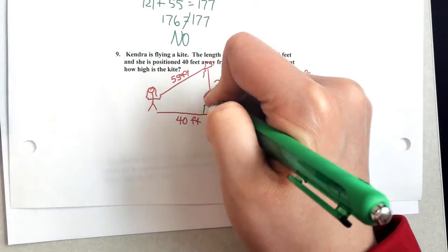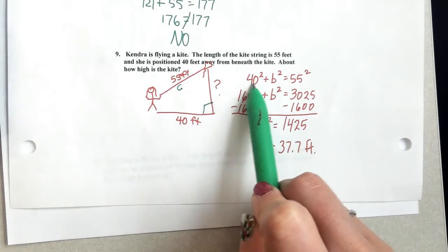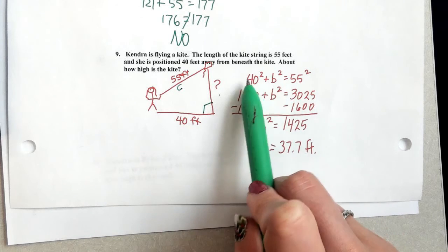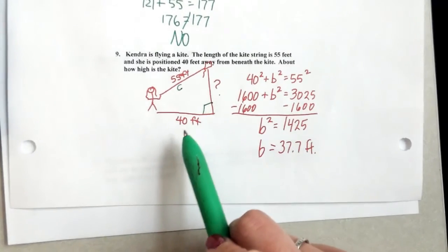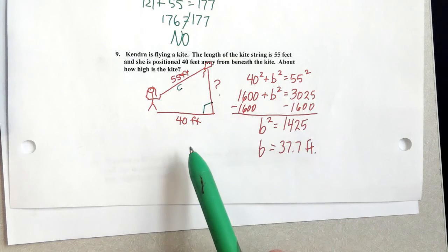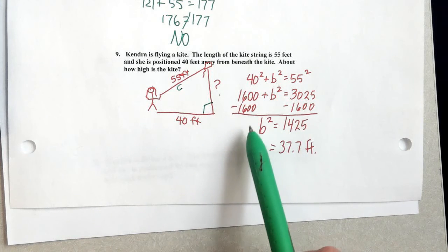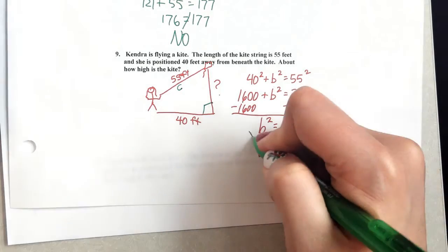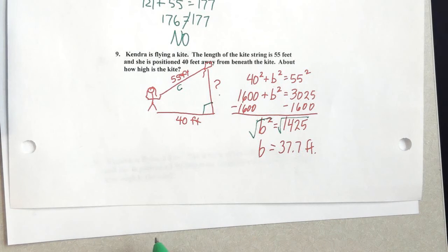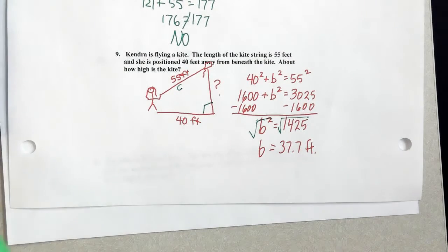So this would be my right angle, which means this is my hypotenuse. Okay, so 40 squared plus something we don't know squared equals 55 squared. And again, you could put the variable in for A or for B. It really doesn't matter. Okay, so 40 squared is 1,600. 55 squared is 3,025. I get rid of this constant so that I have b squared by itself. And then I need to get rid of the squared, so I take the square root of both sides. And when I round, that would be 37.7 feet. So about how high is the kite?